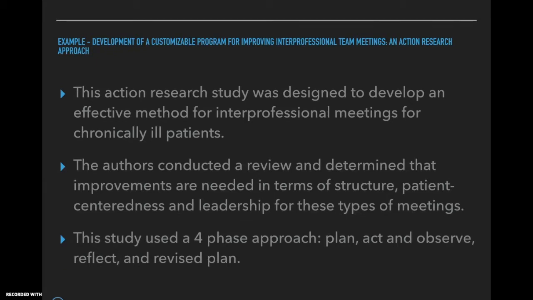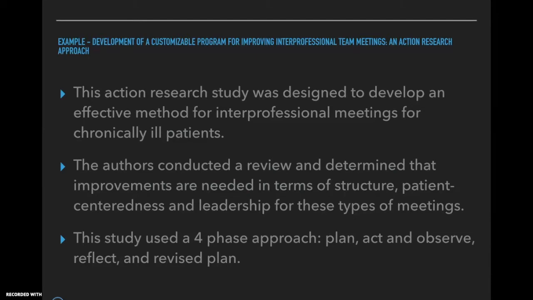Okay, so I found an example of an action research study. This one is titled Development of a Customizable Program for Improving Interprofessional Team Meetings. So the authors wanted to find an effective method for interprofessional meetings when dealing with chronically ill patients. That would include doctors, nurses, dietitians, anyone who is part of the care team for these types of patients.